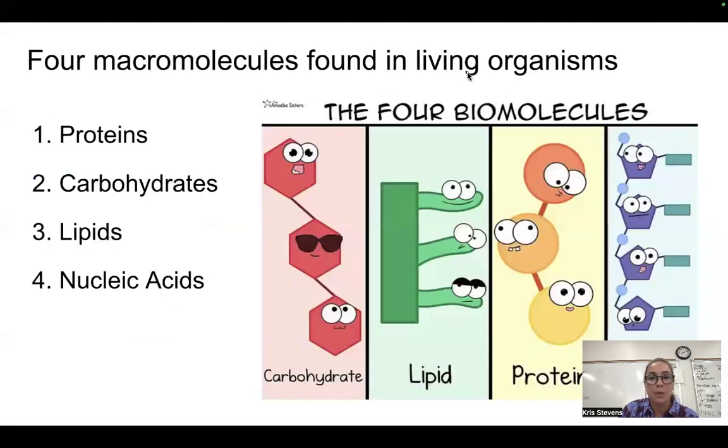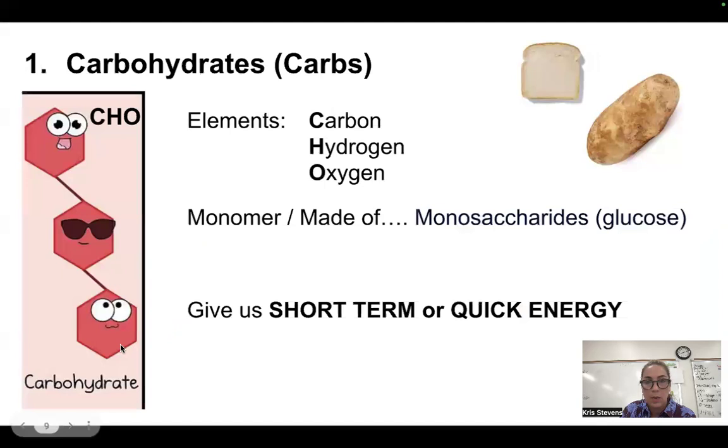The 4 macromolecules are proteins, carbs, lipids, and nucleic acids. We're going to briefly discuss all those. We just had a little discussion over one carbohydrate, which is glucose. Carbohydrates are made up of carbon, hydrogen, oxygen. The monomer of carbohydrates are monosaccharides, mono being 1. An example of a monosaccharide is glucose. They give us short-term or quick-term energy.